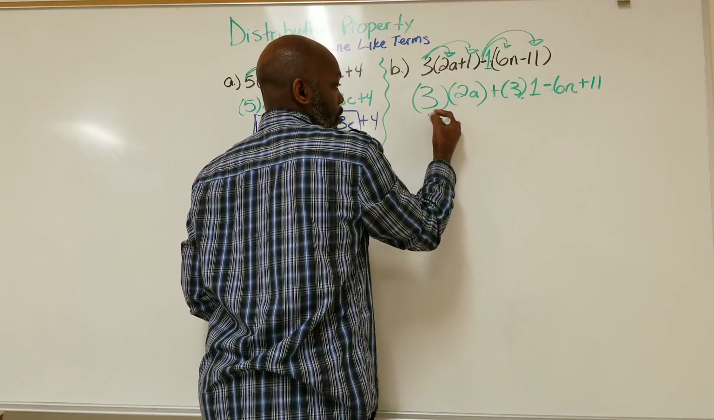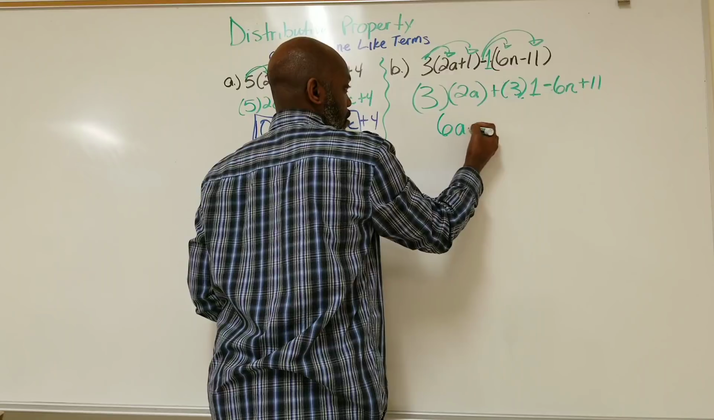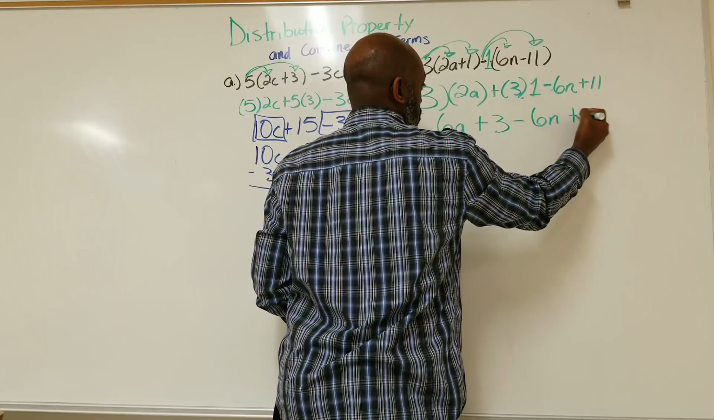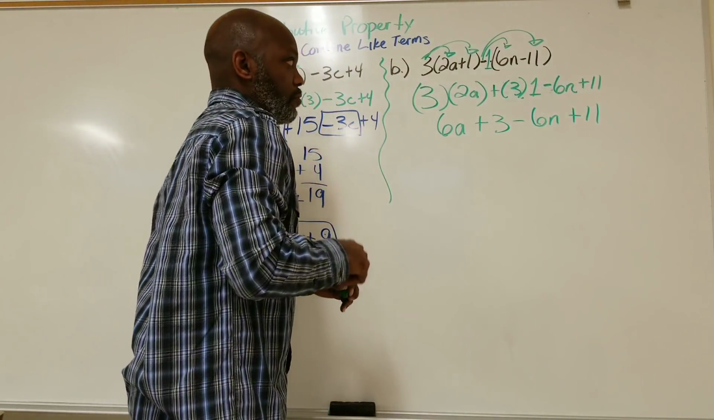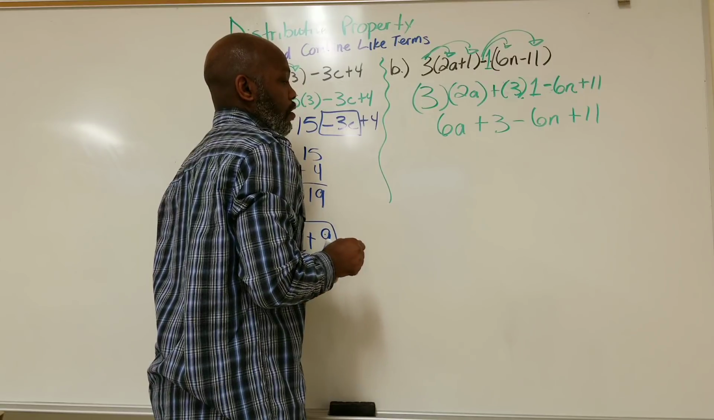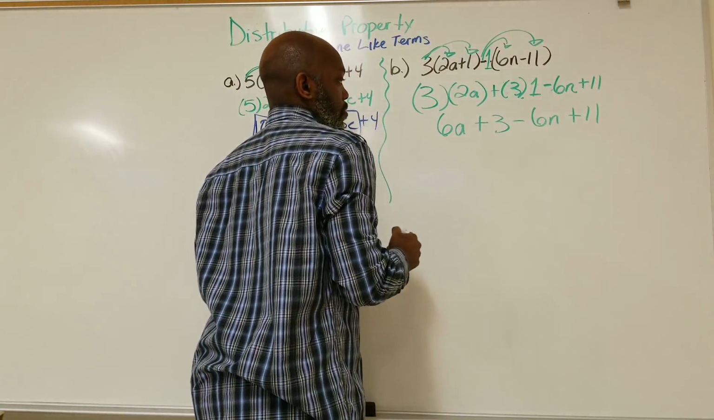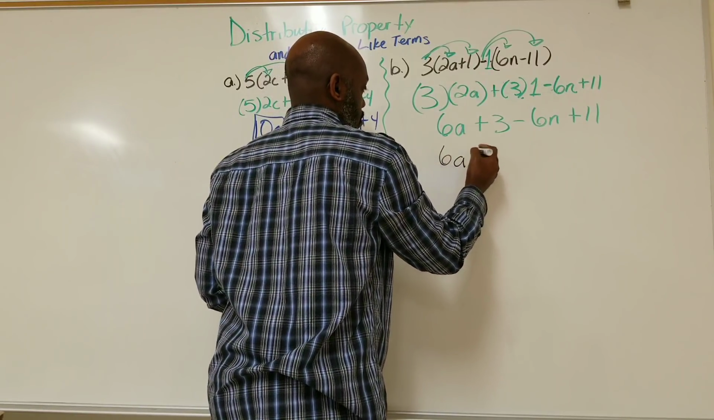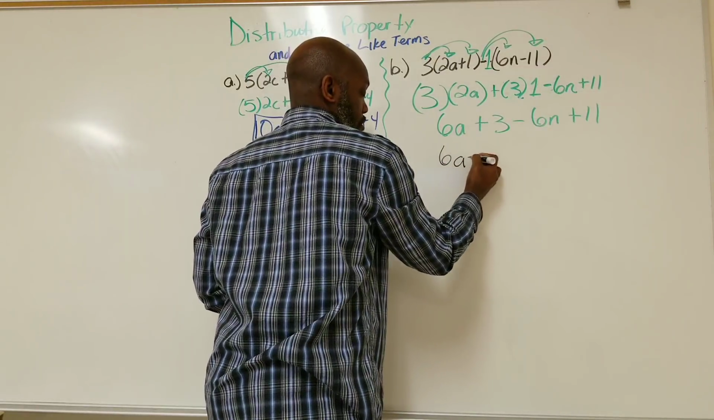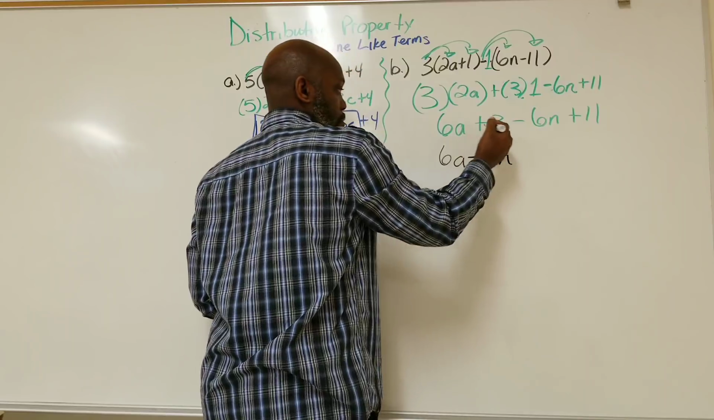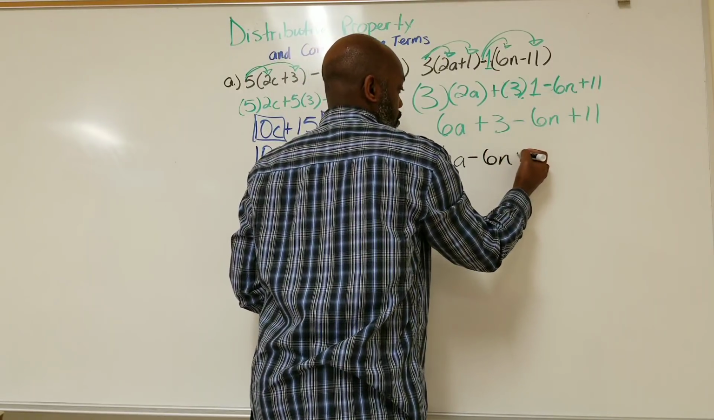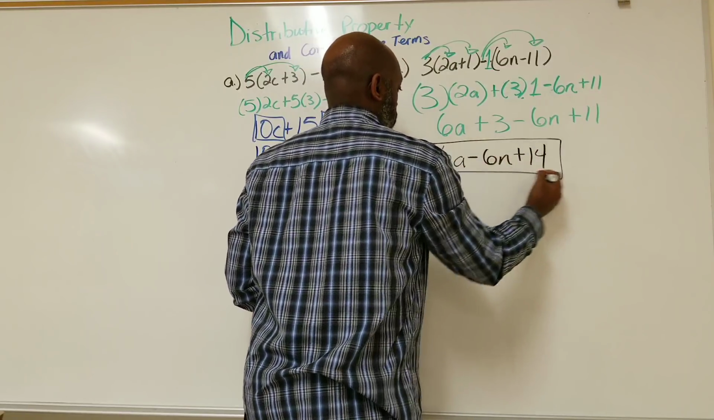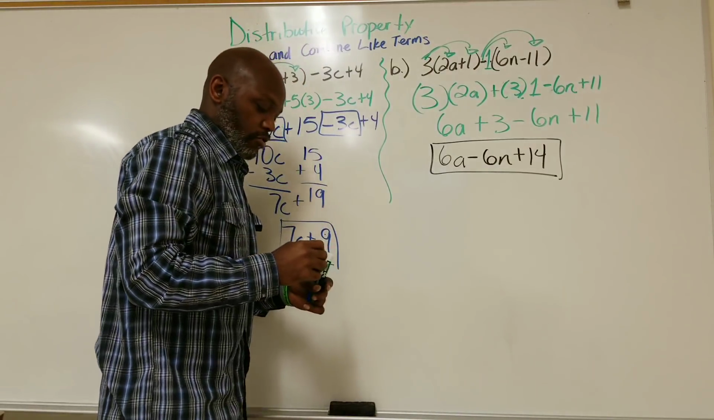So we combine, or multiply in this case, this is going to be 6a plus 3 minus 6n plus 11. And then we combine terms where we can. Right? So we end up with 6a, and there is no other like term. This is 6n, but we do have 3 plus 11. 3 plus 11 is 14. So here is our answer, because we cannot combine any terms there.